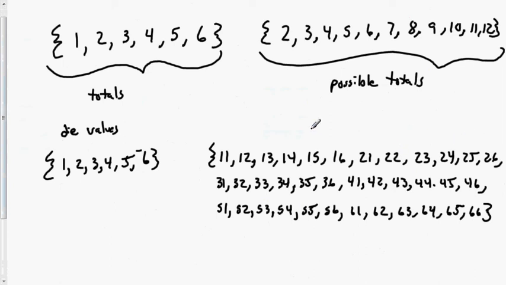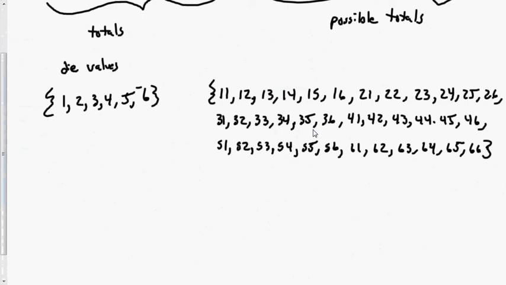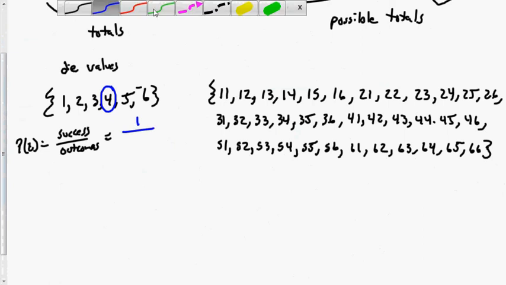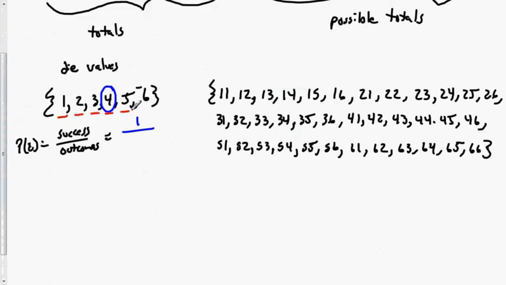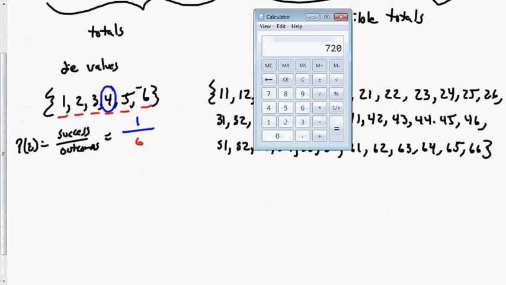Now, if we roll one die, what is the probability of rolling a 4? Remember, probability is successes over outcomes. How many successes are there that give us a 4? This gives us a 1, a 2, a 3, this one gives us a 4, so we can circle that as a success, then a 5 and a 6. So there's only one success. How many total outcomes are there? There are 6 outcomes. So the probability is 1 out of 6, which is 1 divided by 6, or 16.7%.